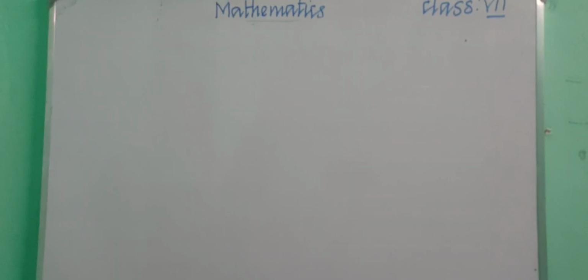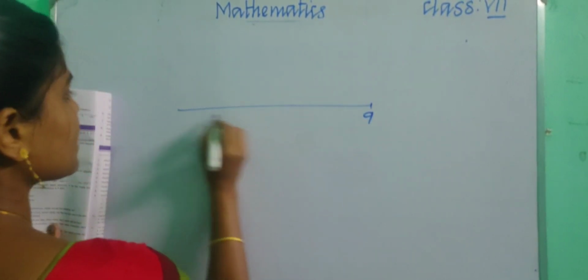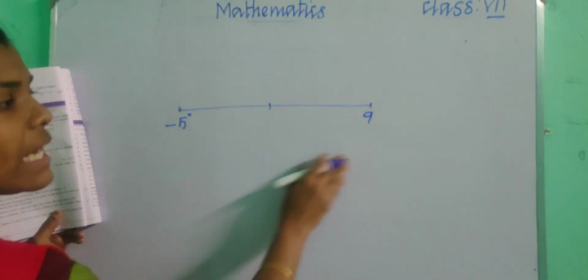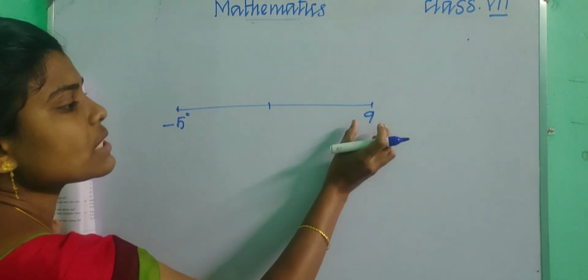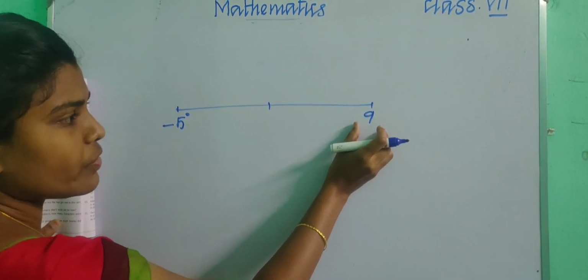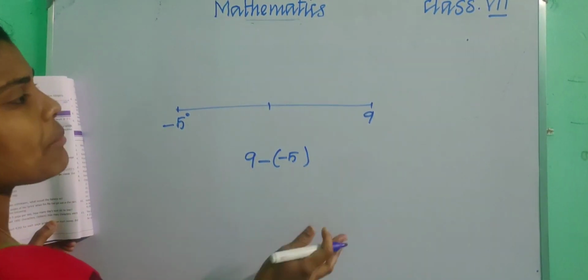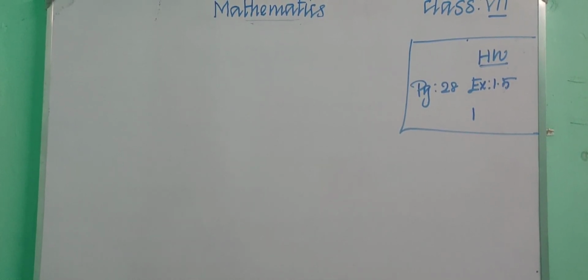Okay, children. Let us consider a number line for this. It is plus 9, and in the night it was minus 5 degrees. We need to find the difference, how much it was increased. If you are subtracting, we need to take the greater number first, right? So 9 minus minus 5. Now subtract it. We can write it very easily. So this is your homework. Note your homework. In exercise 1.5, the first sum is your homework. Do your homework properly. Thank you.